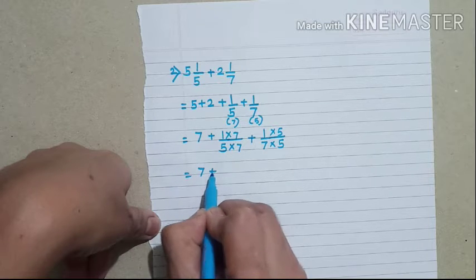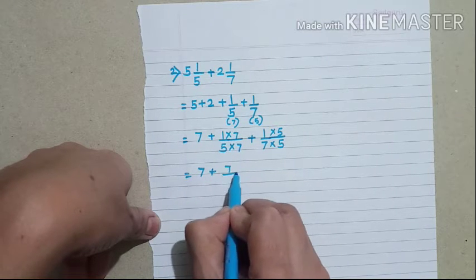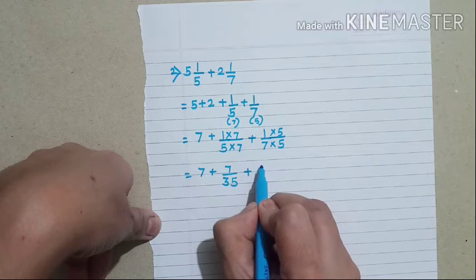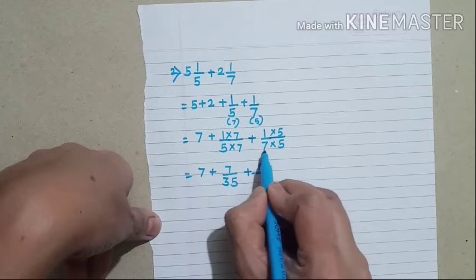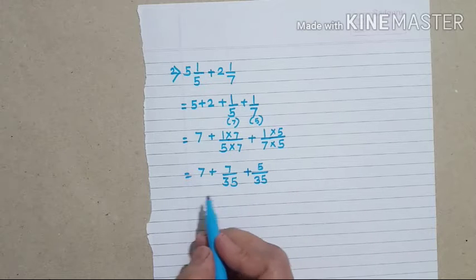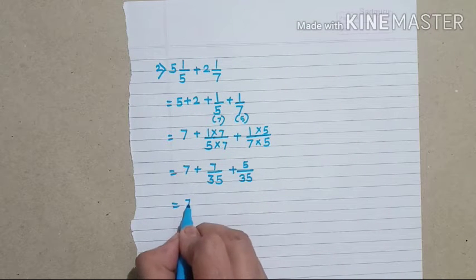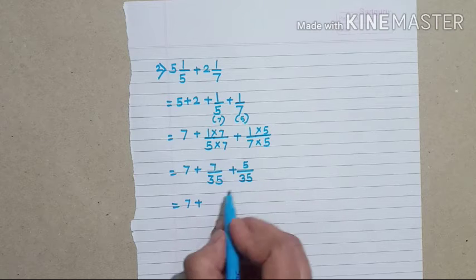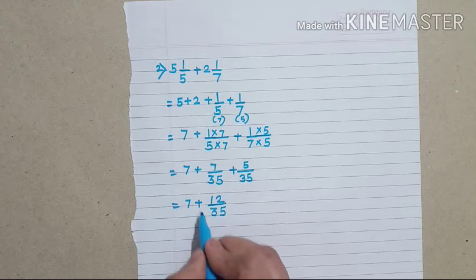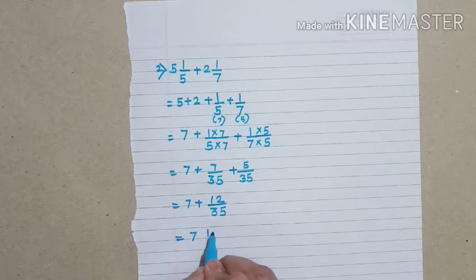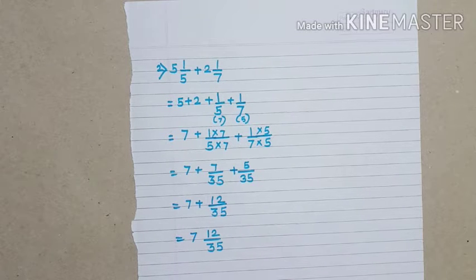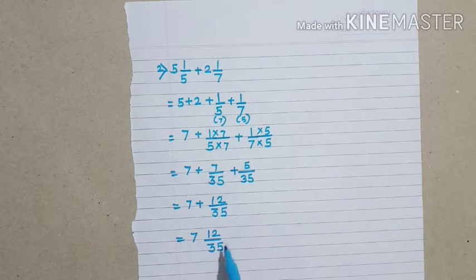So 7 plus 1 sevens are 7 and 5 sevens are 35, plus 1 fives are 5, and 7 fives are 35. Now these two fractions become like fractions. Now 7 plus 5 is equal to 12 upon 35. Now remove this plus sign and write down 7 12 upon 35. So the answer is 7 integer 12 upon 35.